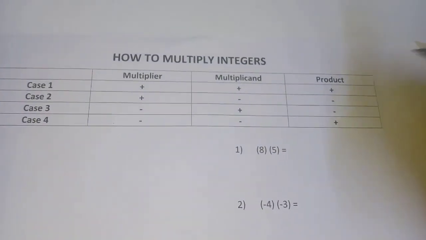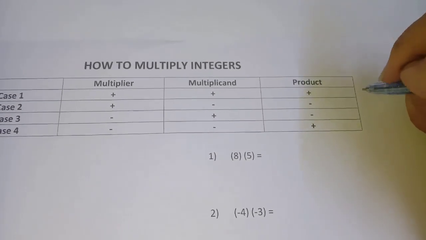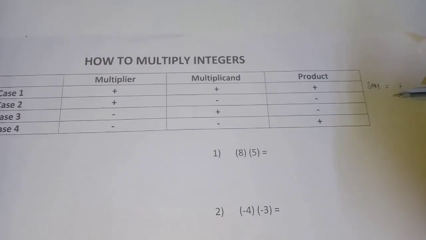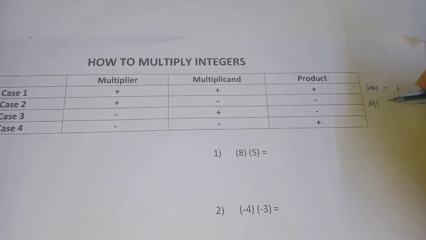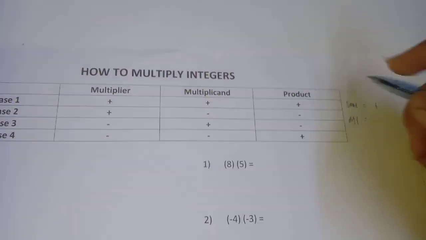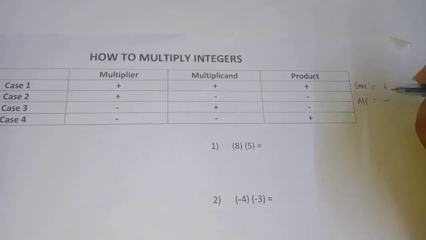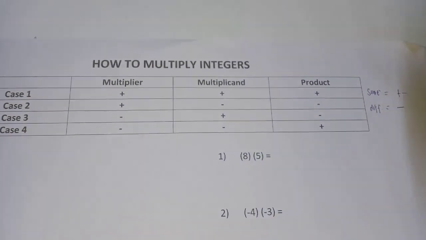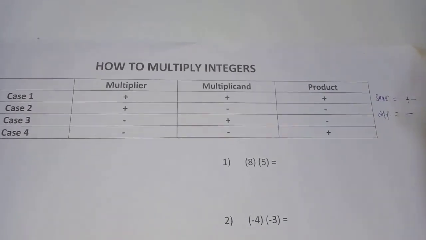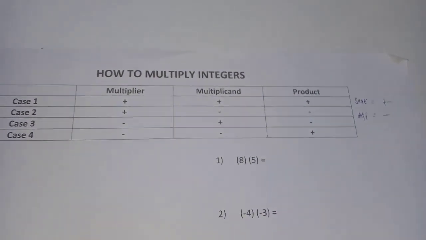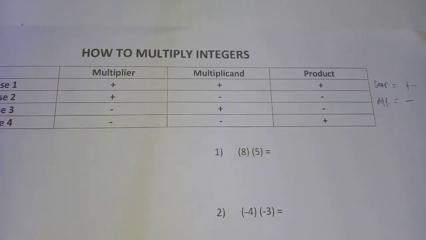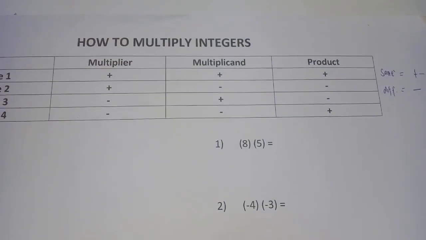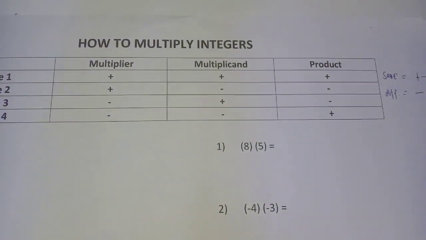So the general rule here is that when multiplying two same signs, the answer is always positive. If we're multiplying two different signs, the answer is always negative. Okay, so for the case 1 and case 4, same signs, the answer is always positive. For the case 2 and case 3, the different signs, the answer is always negative. Okay, that is the only rule when it comes to multiplying two integers sa mga hindi pa nakakaalam at nahihirapan kasi yung merong existence of negative signs.